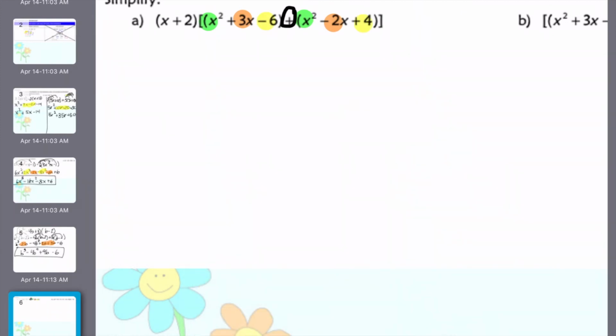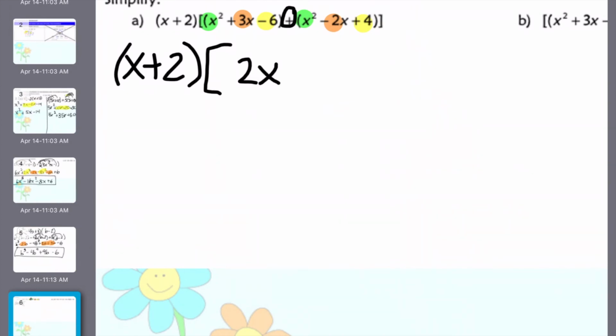So my outside, my binomial remains the same. So that still is x plus 2. And then inside my bracket, I get 2x squared, because x squared plus x squared gives me 2x squared. 3x minus 2x gives me positive x. And negative 6 plus 4 gives me minus 2. End bracket. And in fact, I can just change these brackets to be parentheses. They essentially are the same thing anyway, but I know that some people are a little bit more comfortable seeing parentheses.